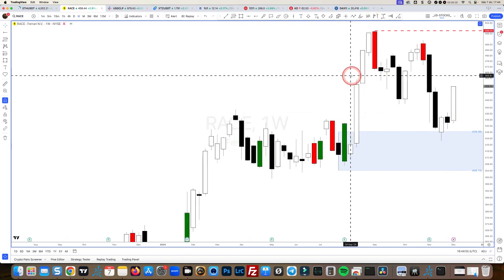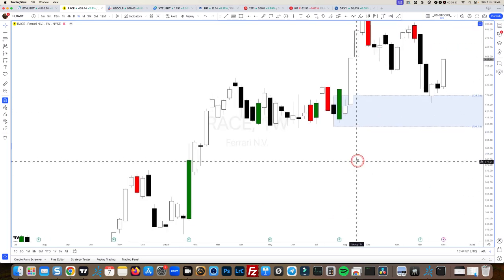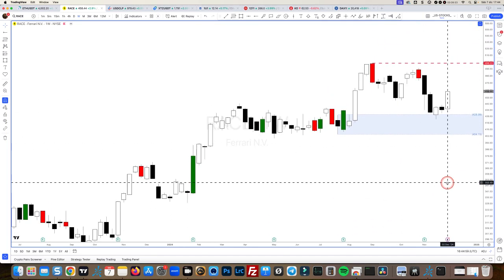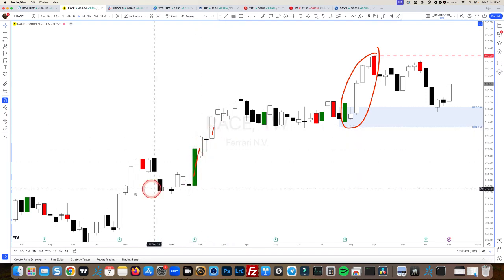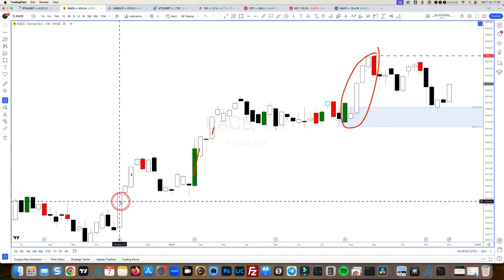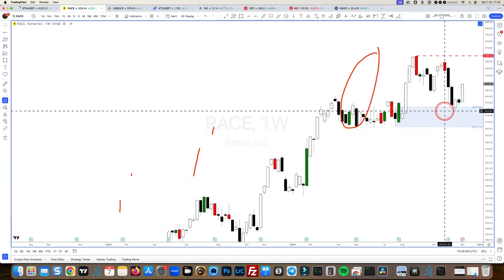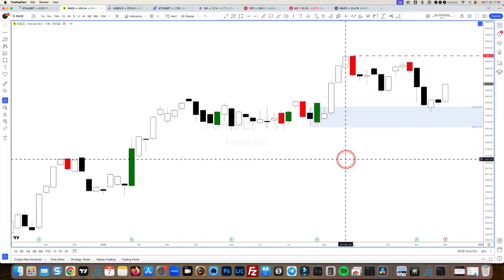Very strong imbalance. If you zoom out a little bit, the only place where we have 3 large candlesticks is there. See, we have 1, 2, 1. This is not a large one, 2. So that's like the strongest impulse in many, many months on Ferrari.